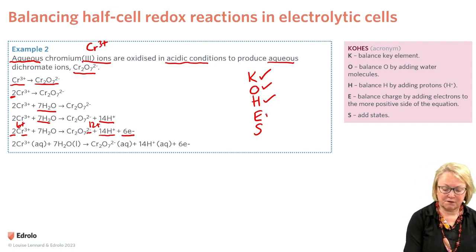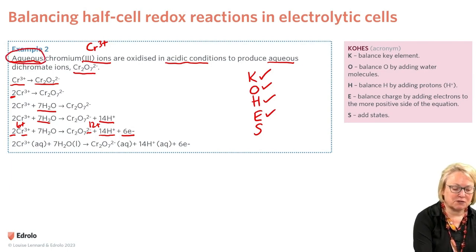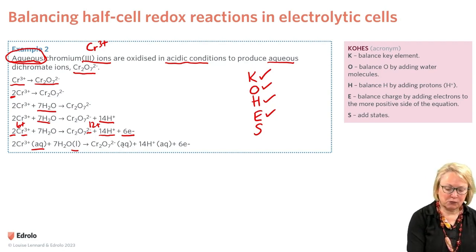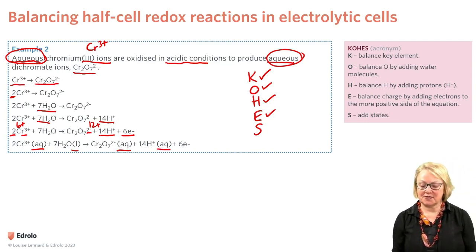And then finally we add states. We were told that we had aqueous chromium ions. We're reacting it with water, which is liquid. We were told that we produced aqueous dichromate ions. So they're aqueous, the protons are aqueous, and the electrons don't have states.